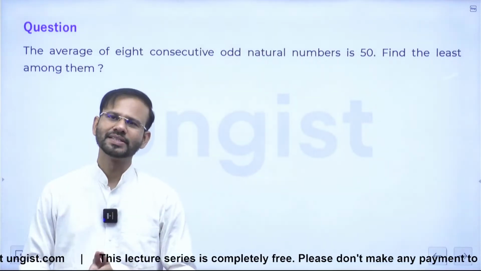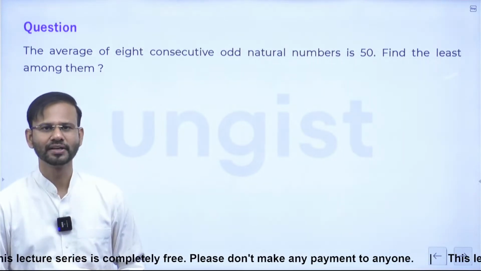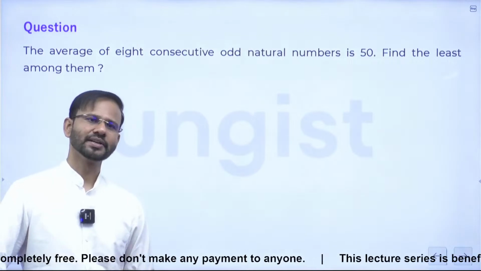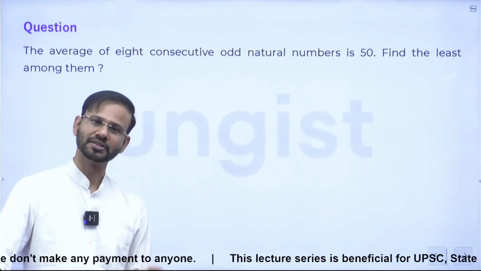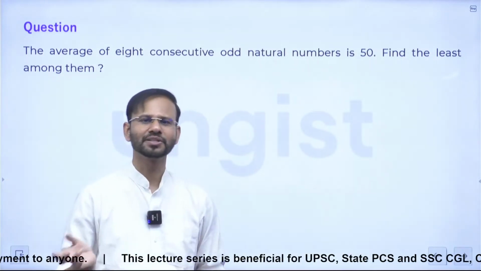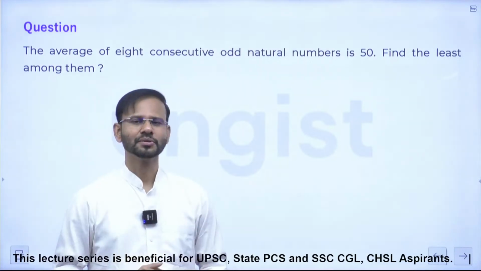Alright. So guys, yesterday we started the topic averages, and today we are in the second class of average. It is the continuation of yesterday's class. Yesterday we solved some different questions which were based on numbers, like if the average of 7 consecutive odd natural numbers is this, then what will be the largest among them and what is the least among them. So this type of questions.